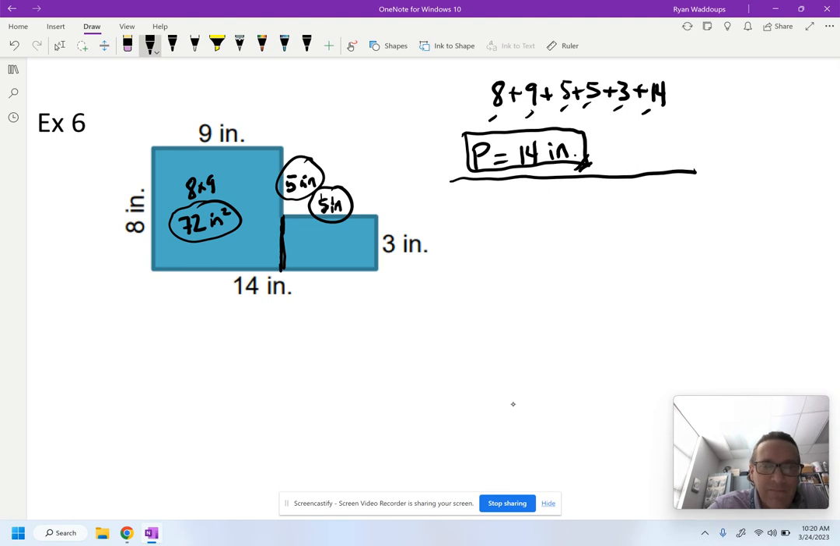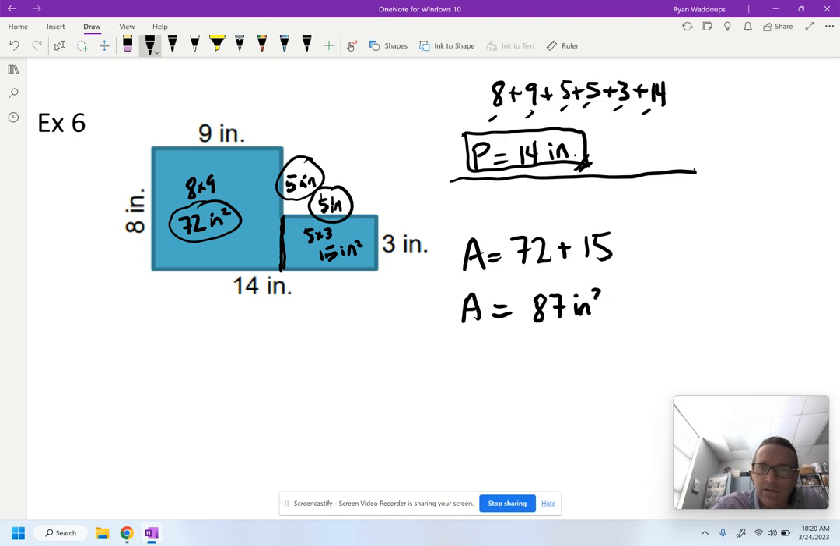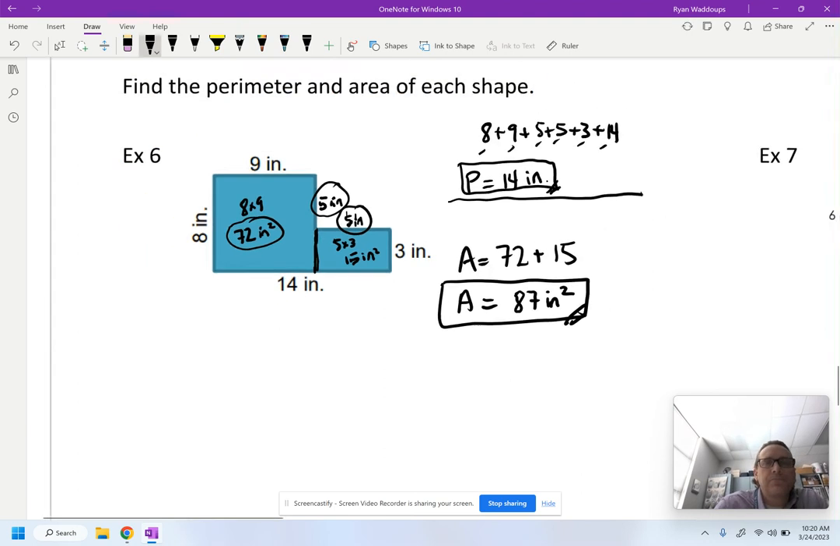This one is 5 by 3, 5 times 3, and that's 15 square inches. And then I just take the area, which would be the 72 square inches plus the 15 square inches. And my area then is equal to, let's see, 87 square inches. And that would be the area of that figure.